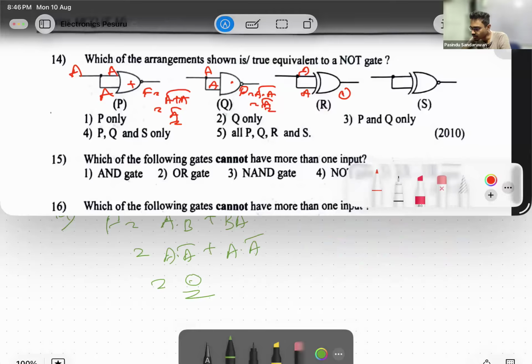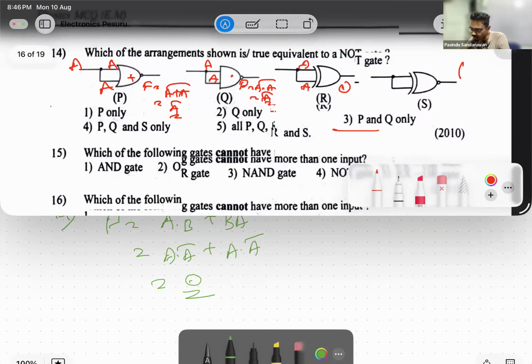In this case, this is not going to function. If there is 0, XNOR is also not going to function because XNOR is going to be 1. I checked, XNOR is going to be 1, not XOR. Then the answers are only P and Q. Only P and Q. 15.